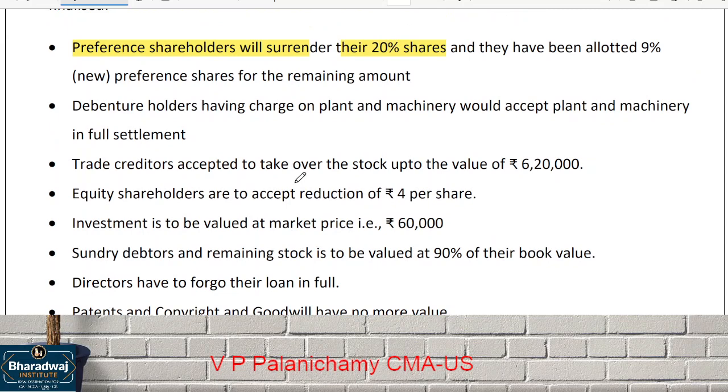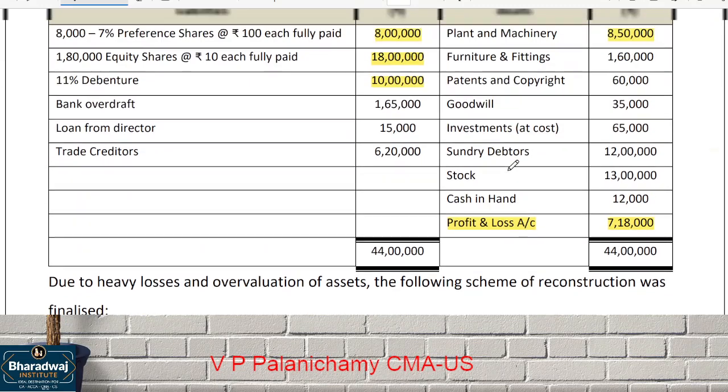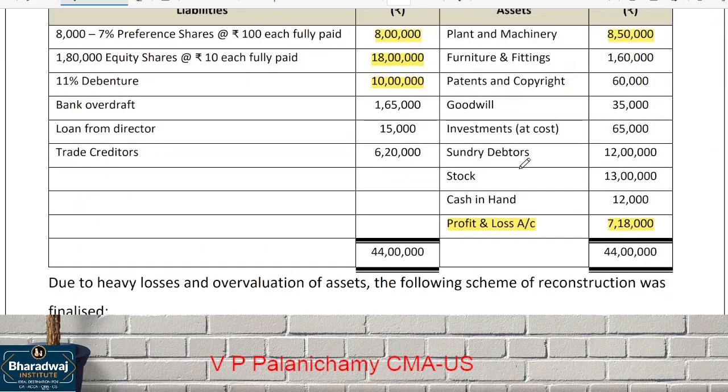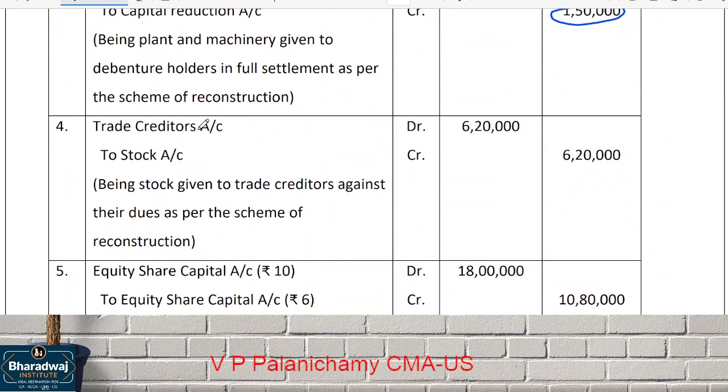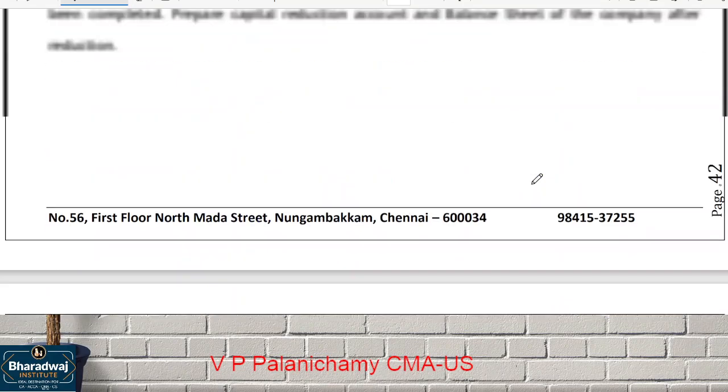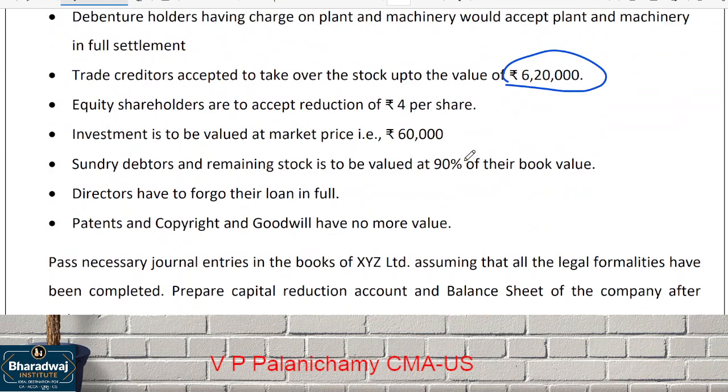Then trade creditors take over stock up to the value of how much? 6,20,000. Simple. Creditors account debit to stock, 6,20,000. Book value of the stock is not given. So we assume that creditors of book value 6,20,000 took over stock of book value 6,20,000. So creditors account debit to stock account, 6,20,000.